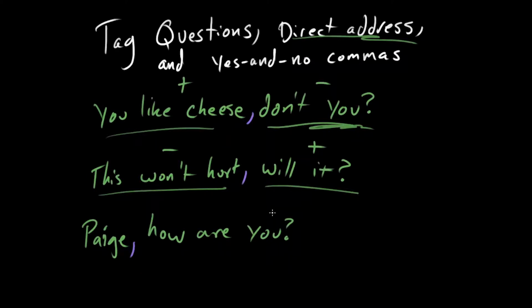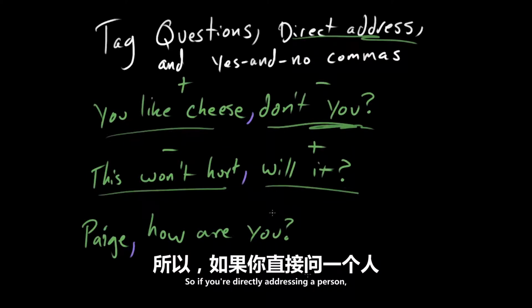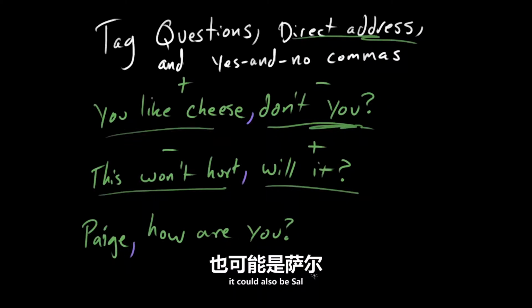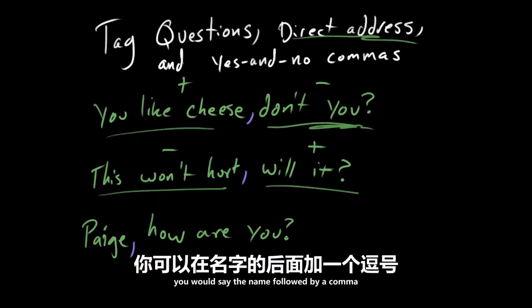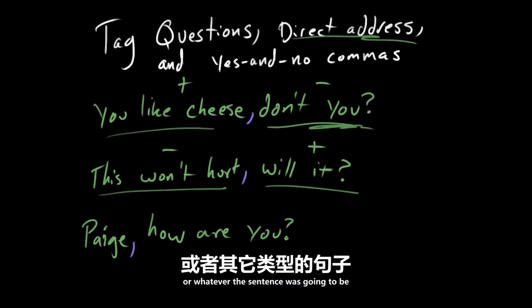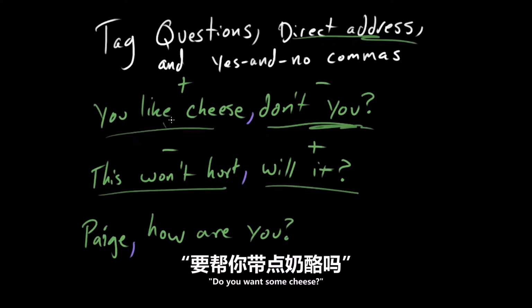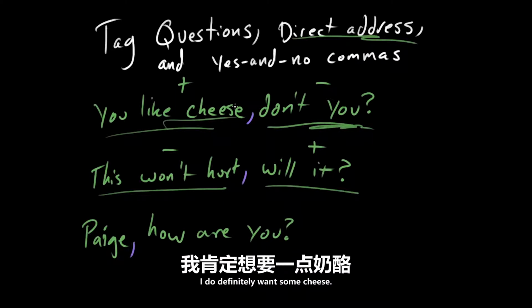Good. So if you're directly addressing a person, it doesn't have to be just Paige. It could also be me. It could also be Sal, whoever. You would say the name followed by a comma, then the question, or whatever the sentence was going to be. Like, Paige, I'm going to the grocery store later. Do you want some cheese? Right. I do, definitely. Oh, okay.